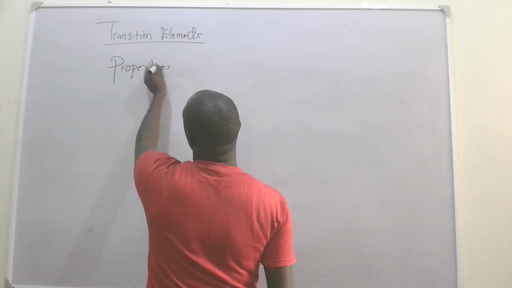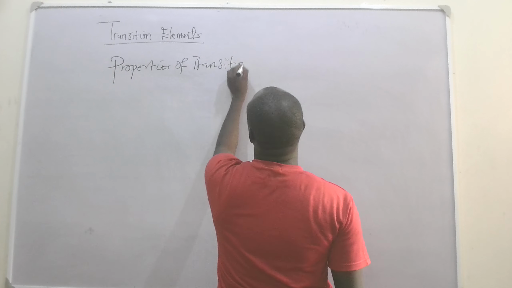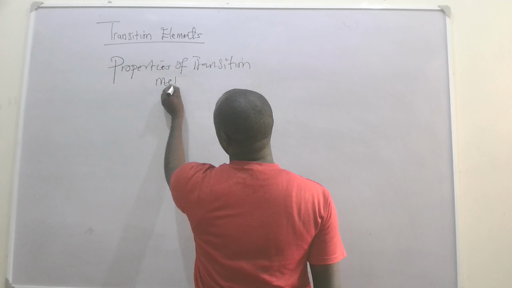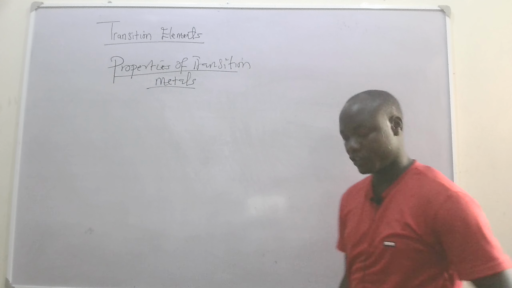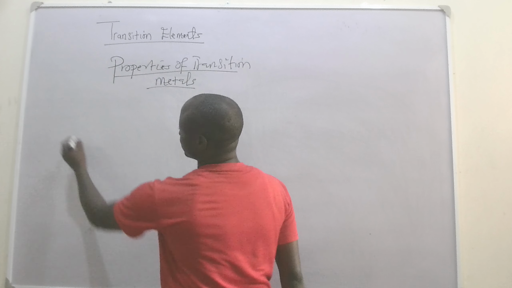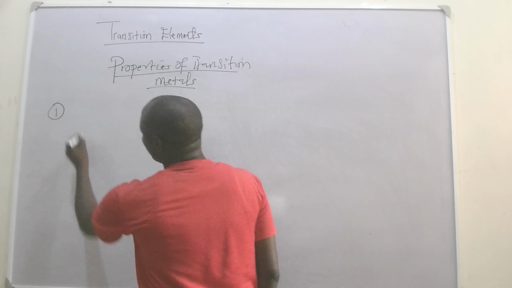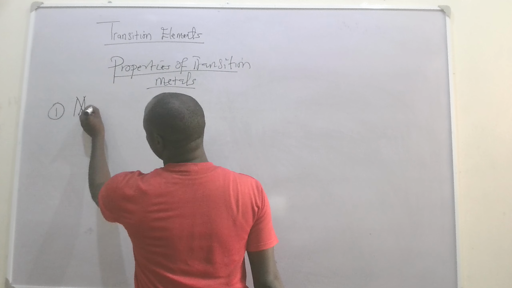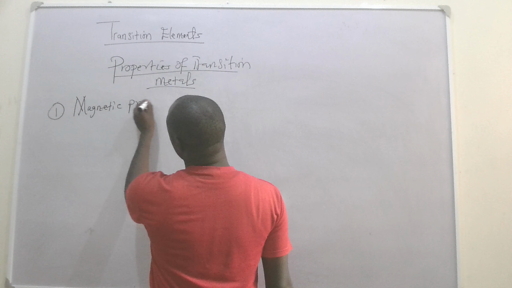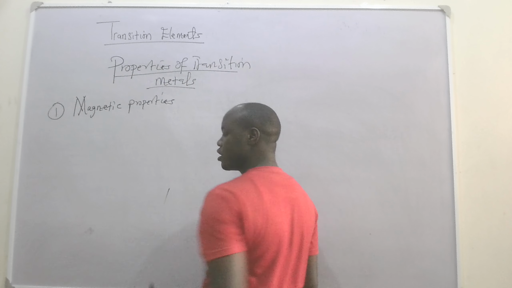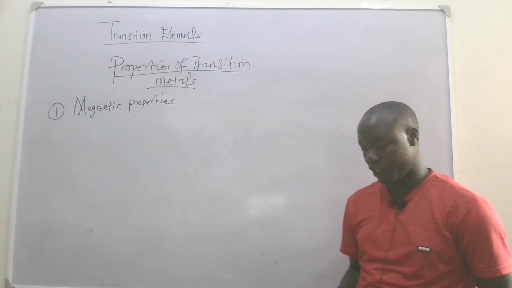Properties of transition metals. What are these properties of transition metals? Number one, they have magnetic properties. And these magnetic properties of transition elements are divided into 3.